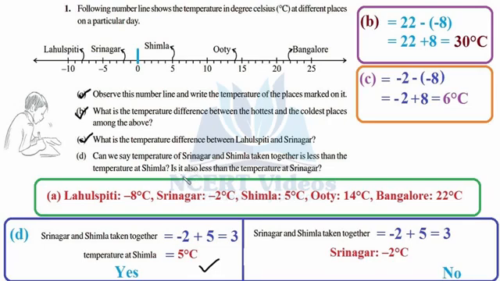Now, is it also less than the temperature at Srinagar? Well, we have to see it again. We have calculated Srinagar and Shimla taken together earlier, that is 3 degrees Celsius. Now, the case is reversed. Srinagar is at -2 degrees Celsius. So, this is false. It is not less than the temperature at Srinagar, it is greater. So, that was your D and this was your question number first.